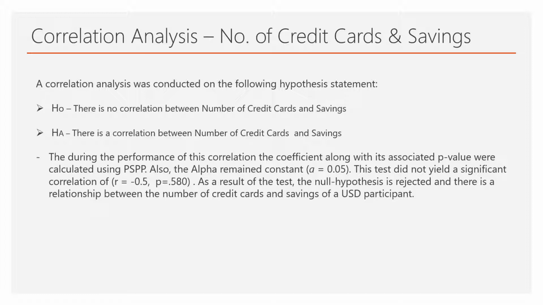Now, last one, we're looking at the number of credit cards and savings. The null hypothesis states there is no correlation between the number of credit cards and savings. And the alternative hypothesis states there is a relationship between the number of credit cards and savings. Correlation coefficient is negative 0.5. P-value is 0.50. As a result of the test, the null hypothesis is rejected, and there is a relationship between the number of credit cards and savings of a USD participant.